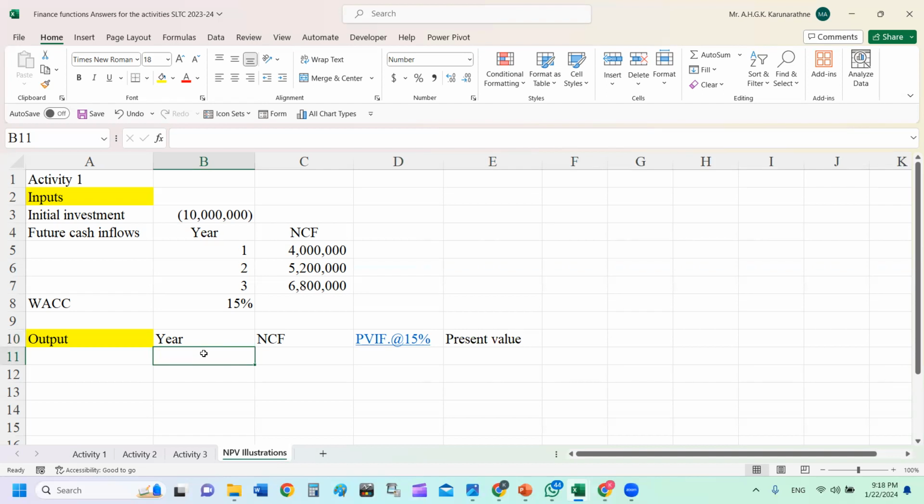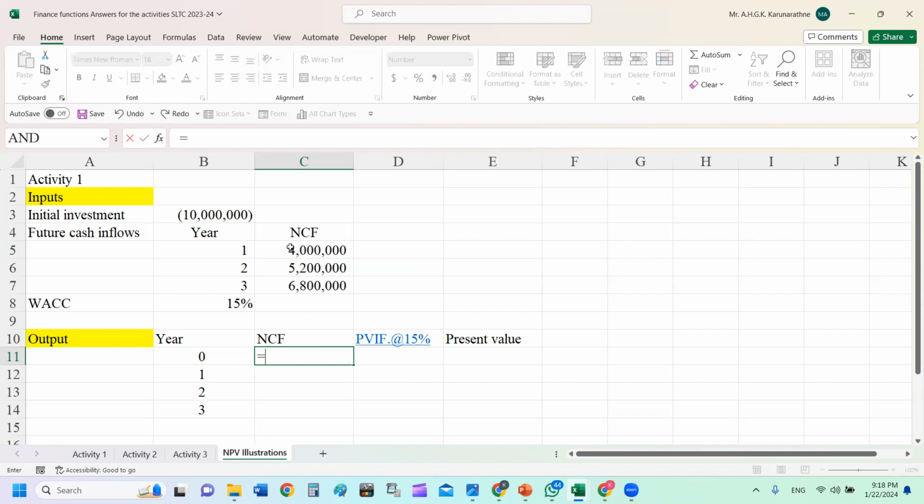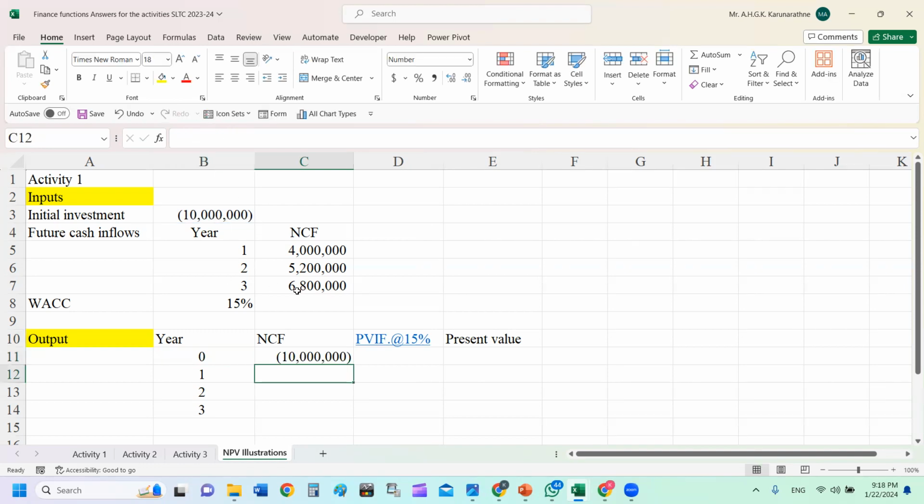Project life is 3 years, including year zero. Year zero cash flow, so we take it to our calculation. Year zero, then year one, year two, year three, net cash flow. Year zero cash flow is equal to your initial outlay, and make it fixed. Year one cash flow, I just copy these three cash flows and put them here.